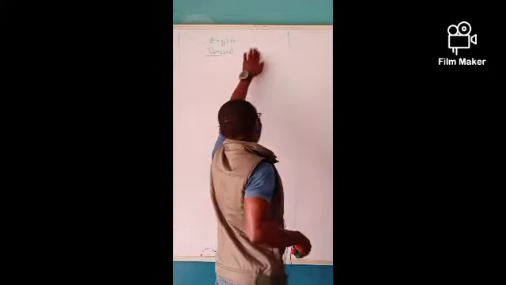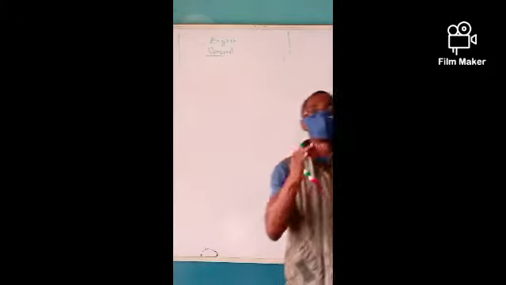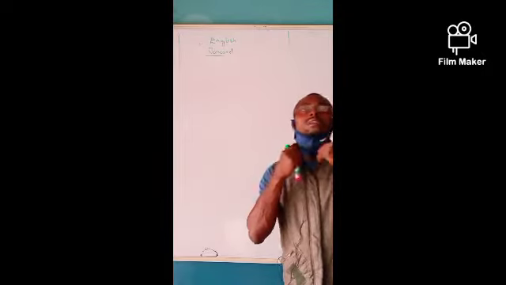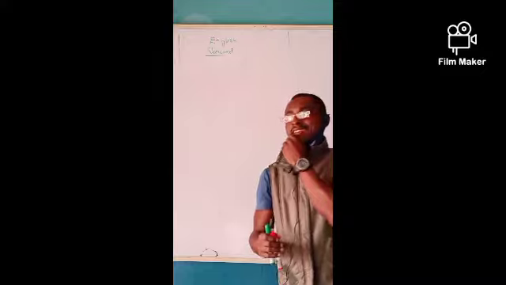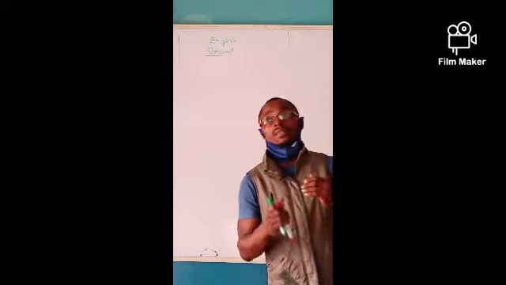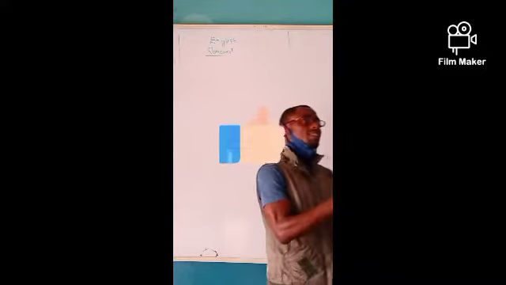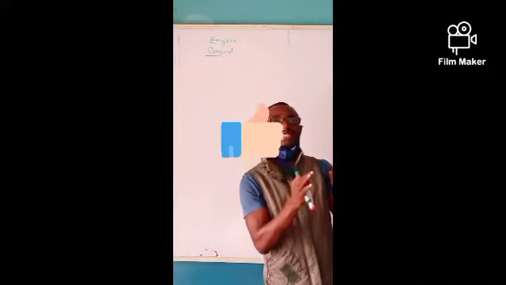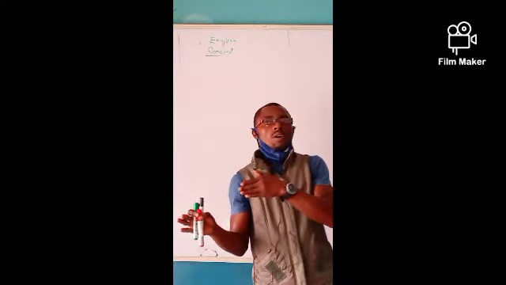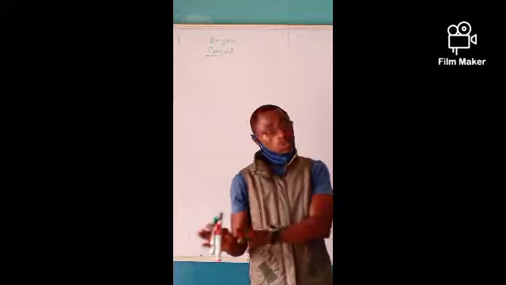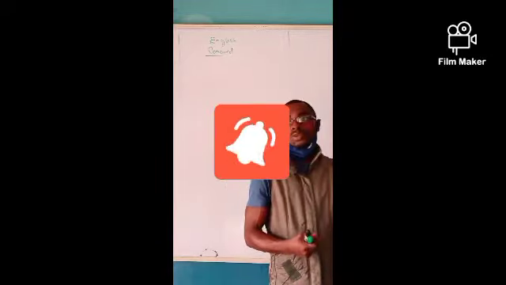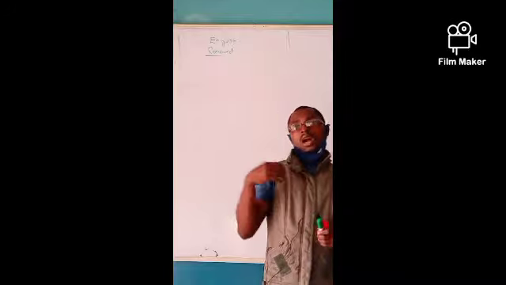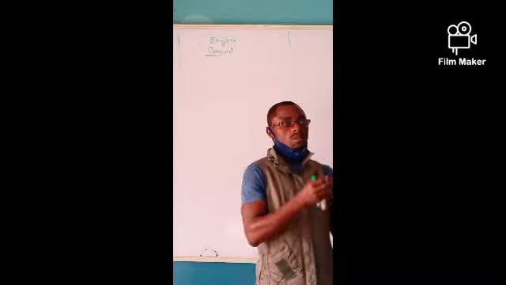We started with Concord, and I said Concord is the agreement between the subject and the verb in a sentence. Now I said the subject, usually you see the subject in the beginning of the sentence, but it's not always, but usually it's the beginning. The subject performs the action, the object receives the action. The action is the verb.